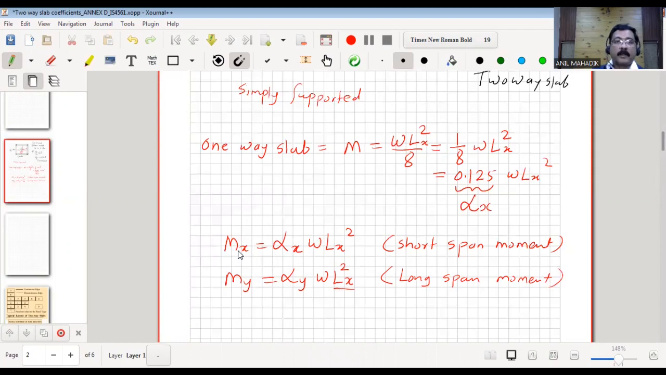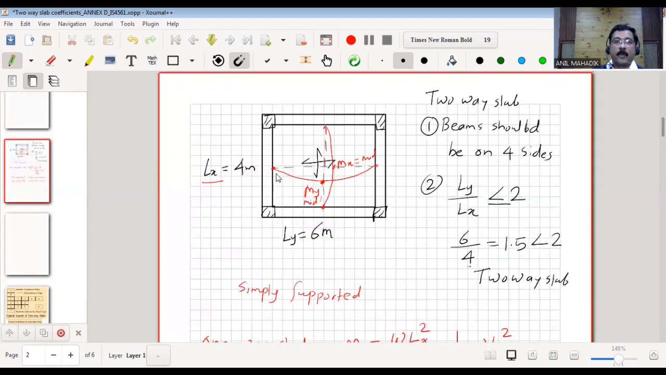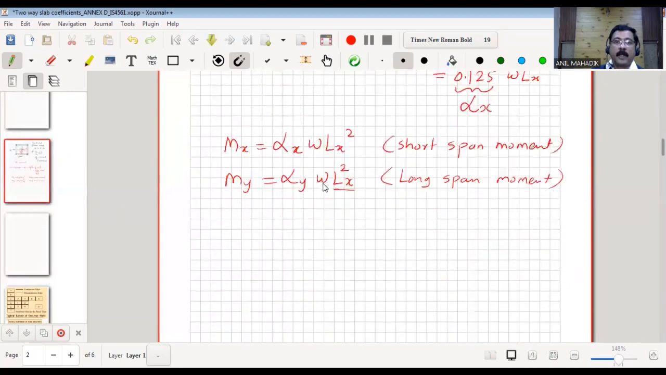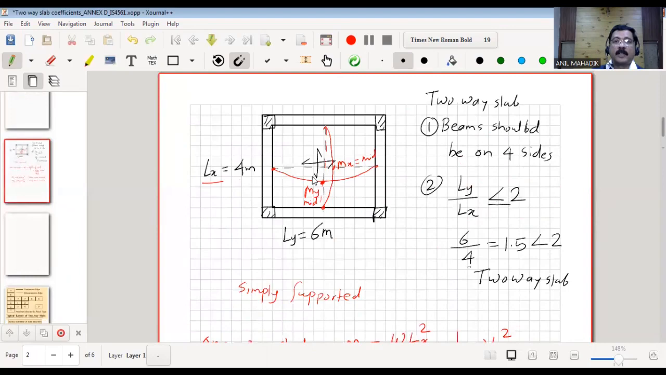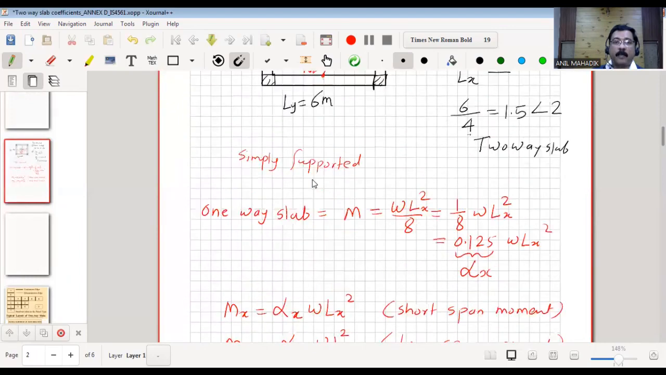So Mx, now in our case, it is simply supported. So at the supports, the moments are 0 and the moments are maximum at the mid span. Now, this is a case of a simply supported slab. Now let's consider the fixed slab.